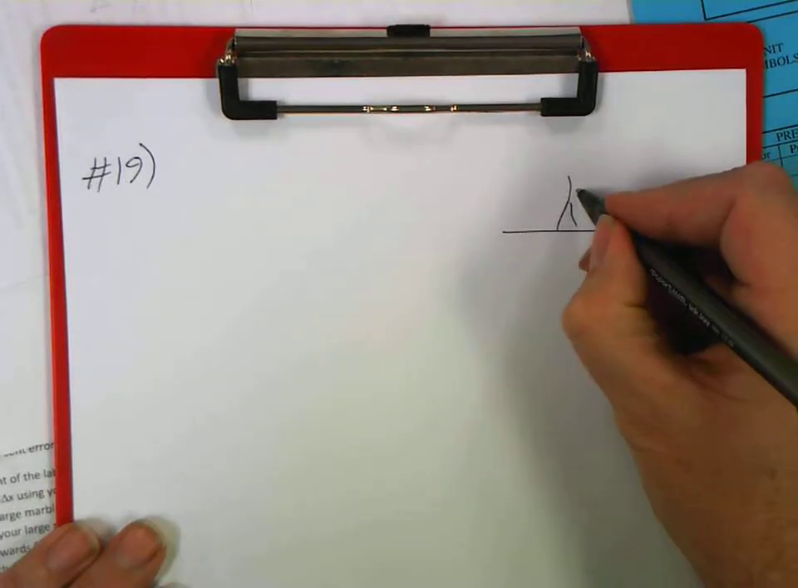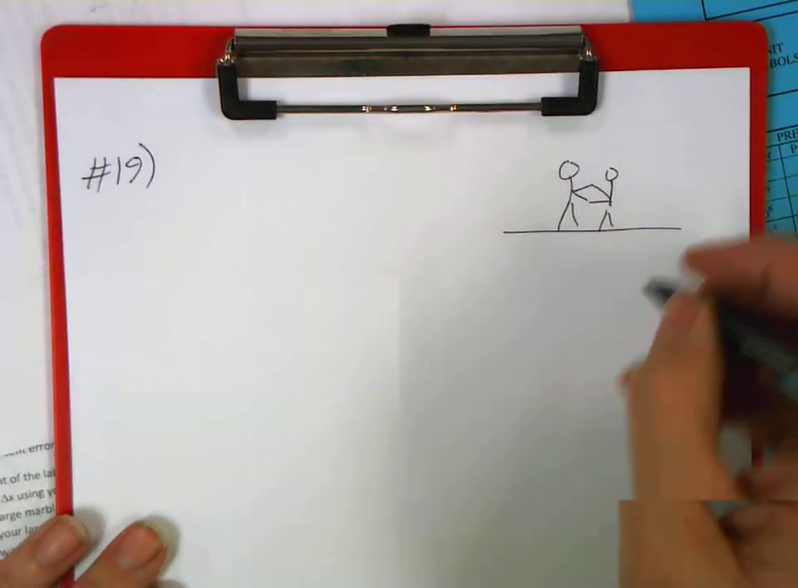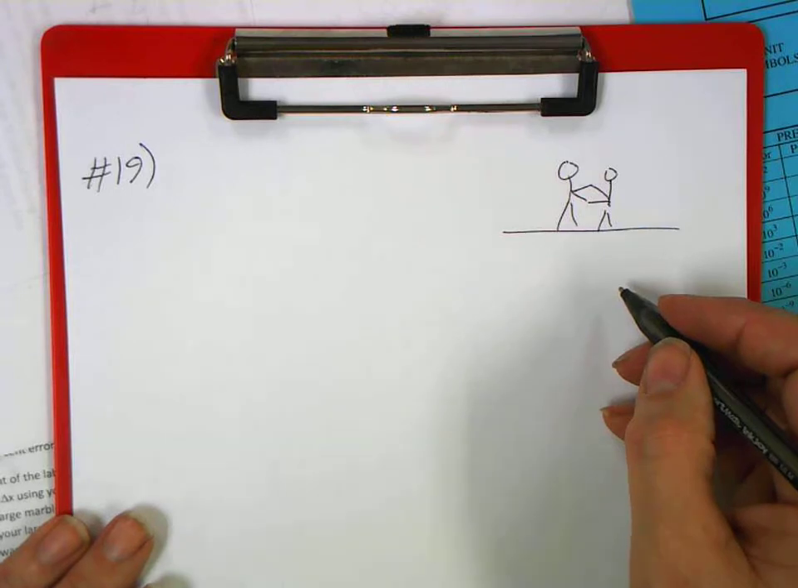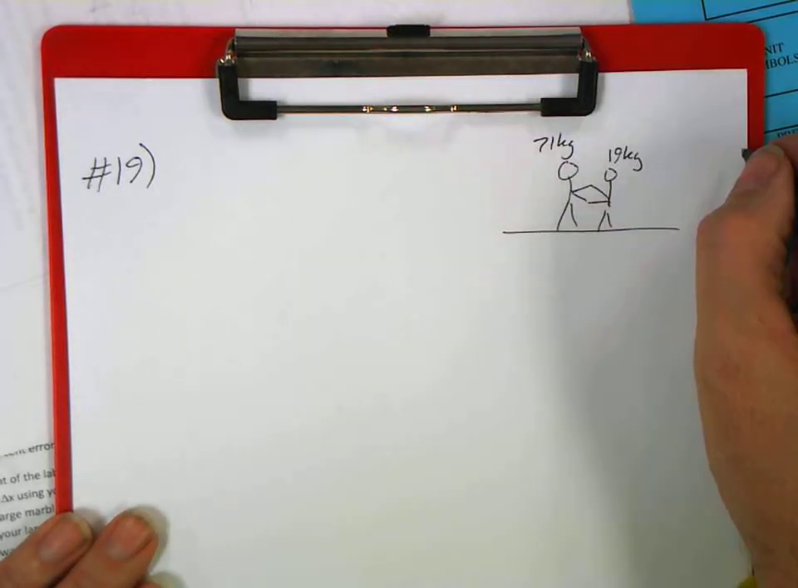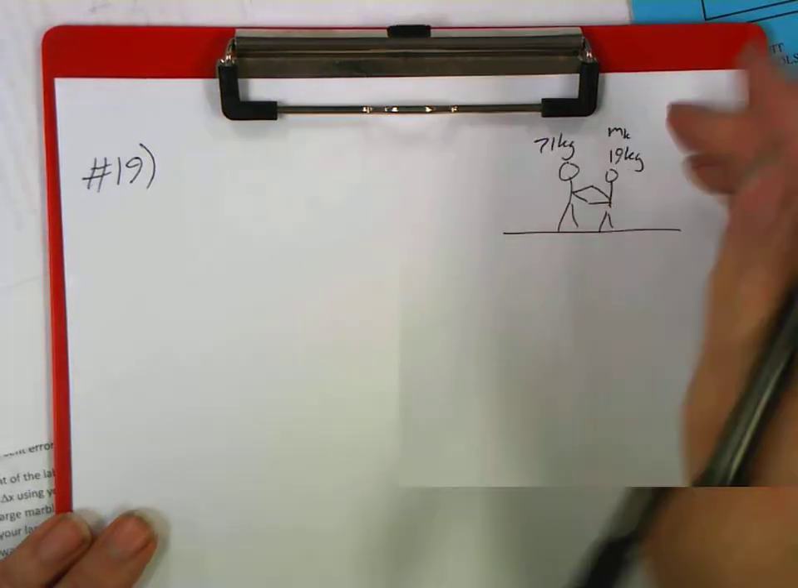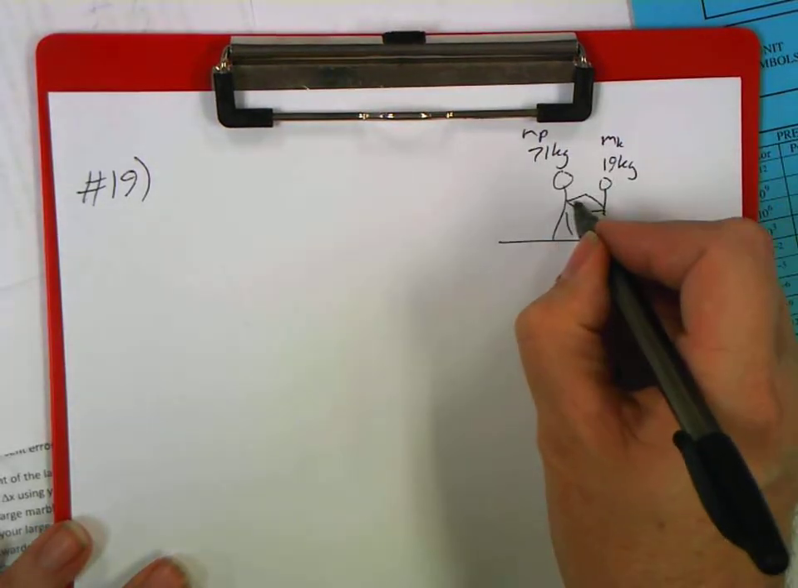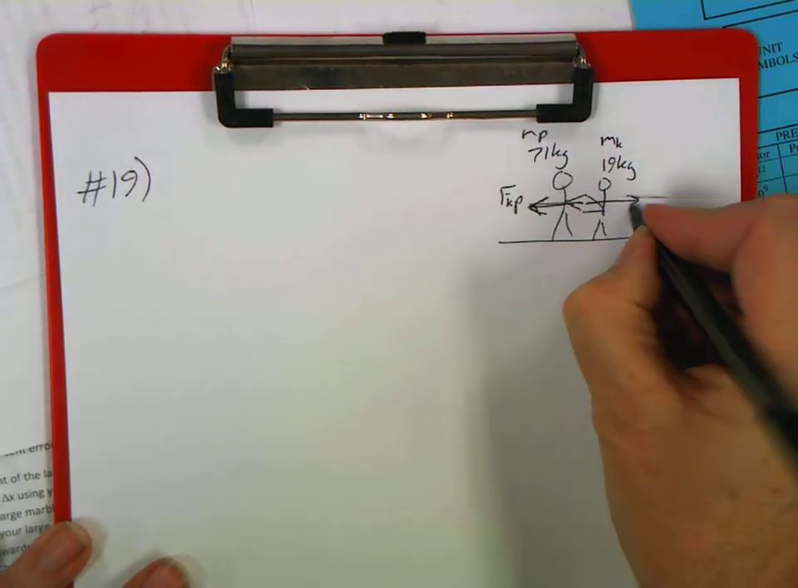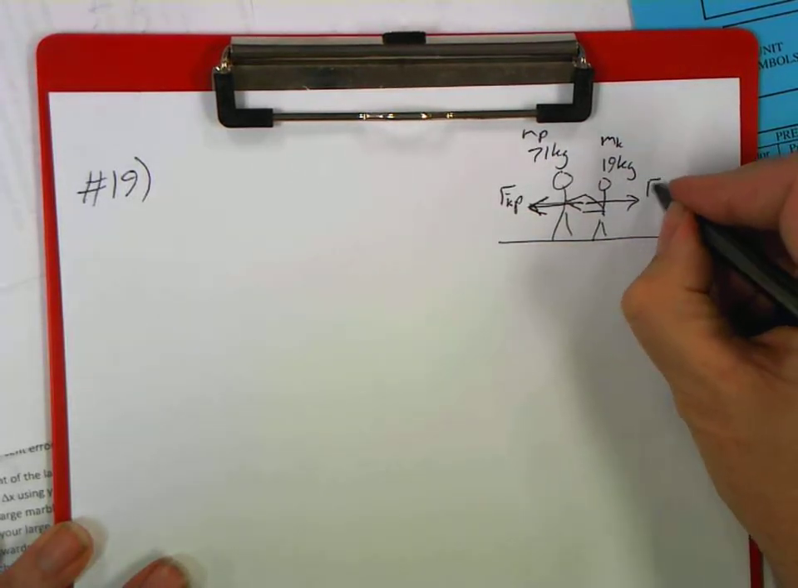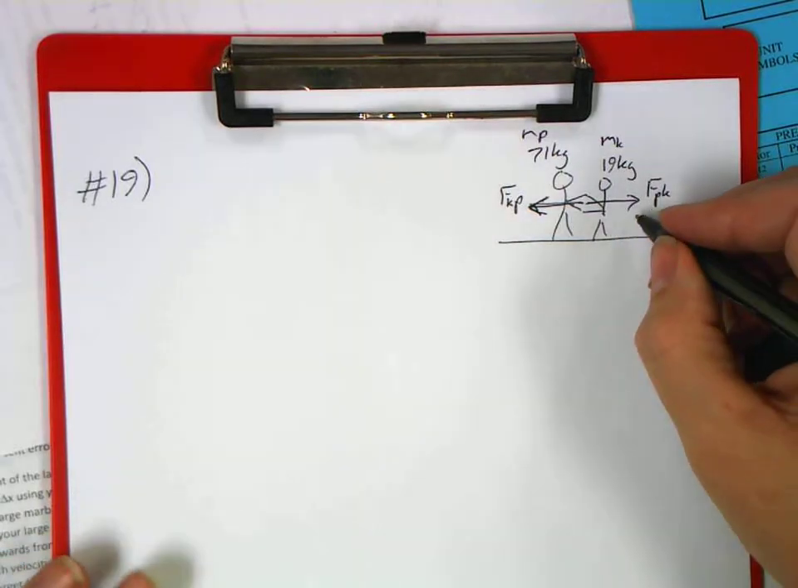In number 19, we have a child and a parent holding hands in the center of an ice rink. The parent has a mass of 71 kilograms, and the child less. This is not to scale. The mother and child push off. Is the force experienced by the child equal to the force experienced by the parent?